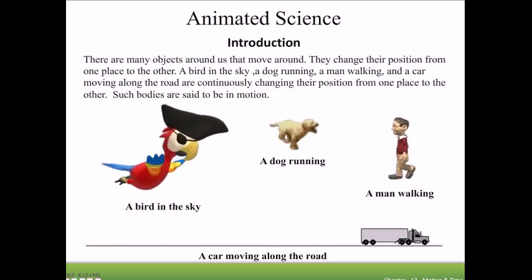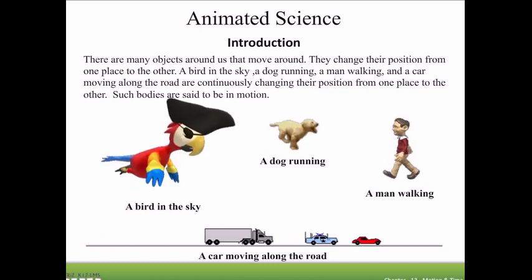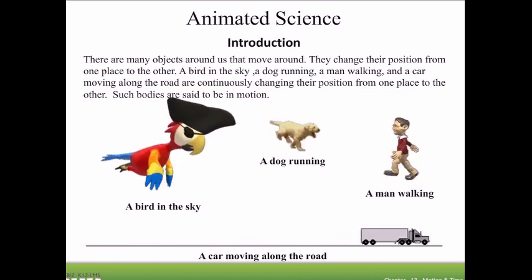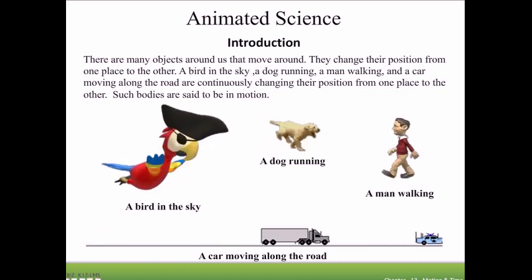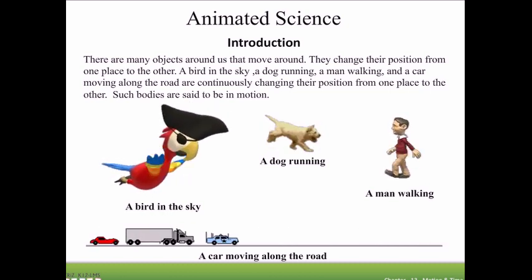They change their position from one place to the other. A bird in the sky, a dog running, a man walking, and a car moving along the road are continuously changing their position from one place to the other. Such bodies are said to be in motion.